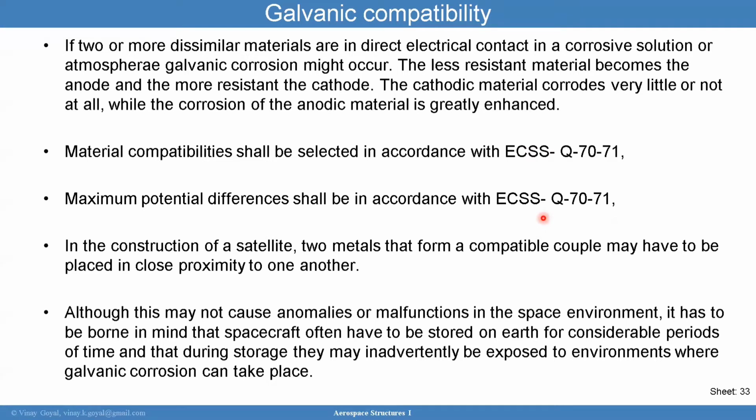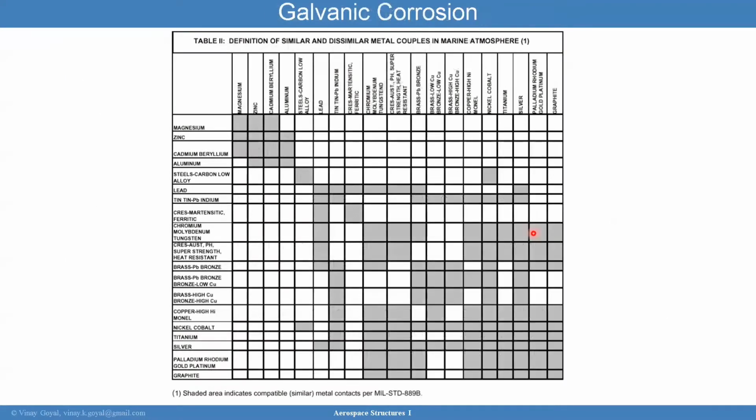differences. In the construction of satellites, two metals that form a compatible couple may have to be placed in close proximity to one another. Although this may not cause anomalies or malfunctions in space environments, it needs to be paid attention to because corrosion can take place and it can degrade the properties, and it can be a problem, especially in aircraft and launch vehicle design. So here is a plot, and this plot comes from MIL-STD-889B. And how to use this plot is that you're looking at how these materials can become a couple for galvanic corrosion.